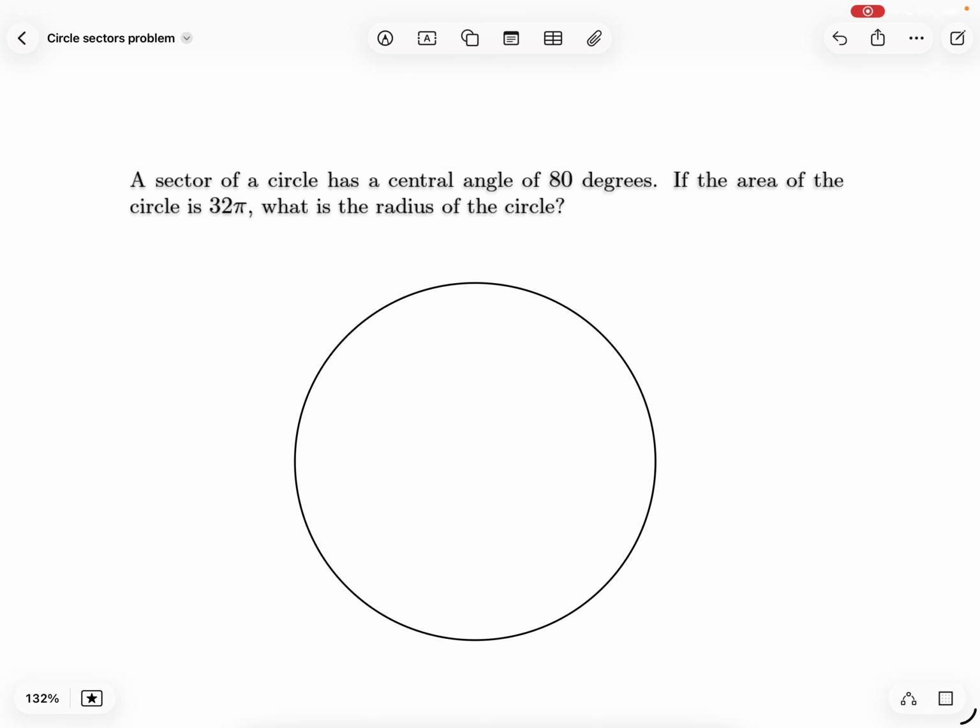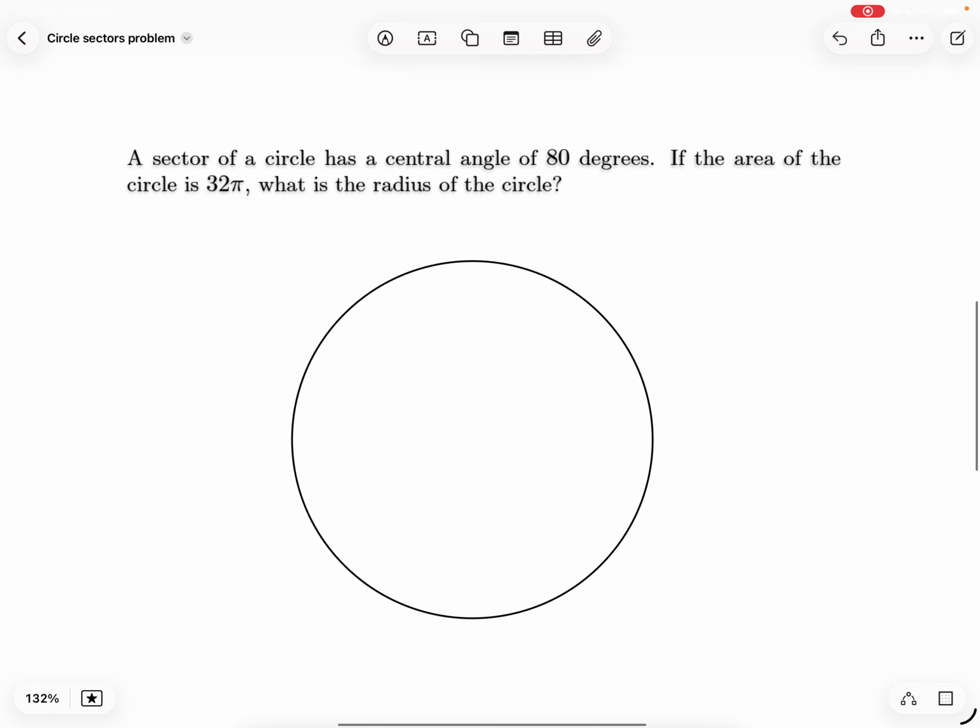In this video, we'll be solving this geometry problem relating to sectors of a circle, formulas, and central angles. Here is the problem statement, and here is our blank circle, which we're going to diagram and fill out as we work on the problem. The problem statement says, a sector of a circle has a central angle of 80 degrees. If the area of the circle is 32 pi, then what is the radius of the circle?